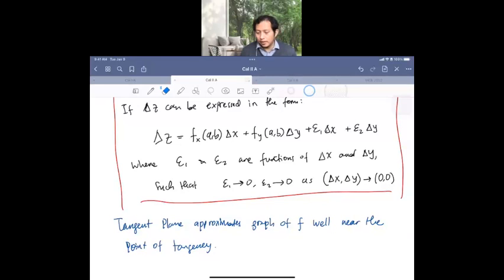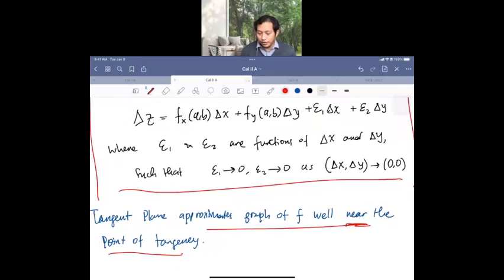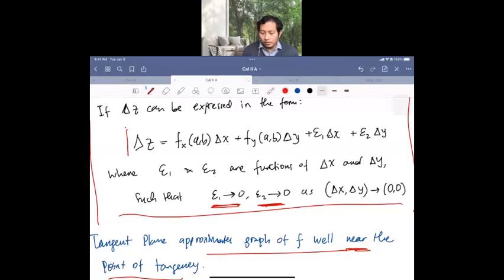Why is nearby a very good choice? Because when we have a nearby point, the epsilon goes to 0 through the limit concept. When we have this 0, then we have the perfect tangent plane.